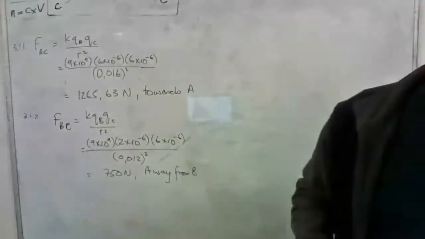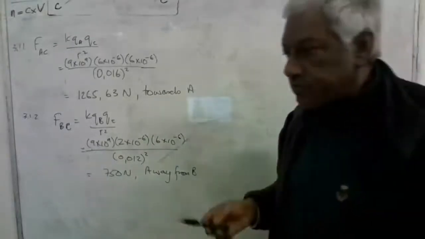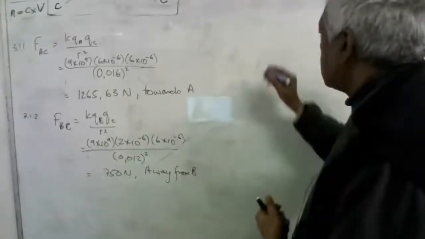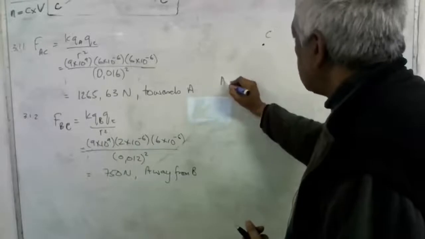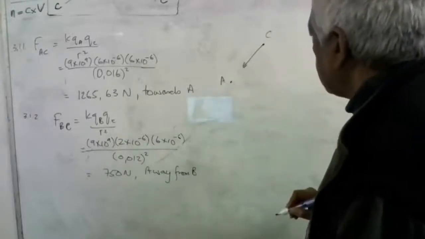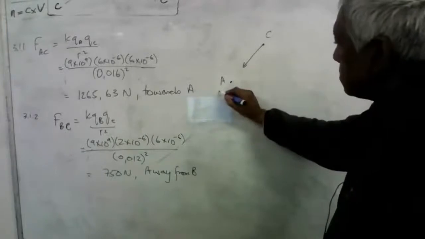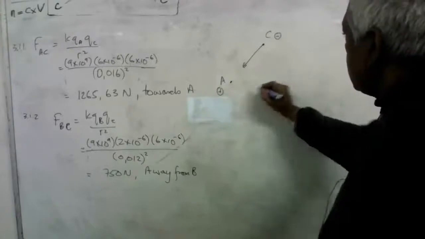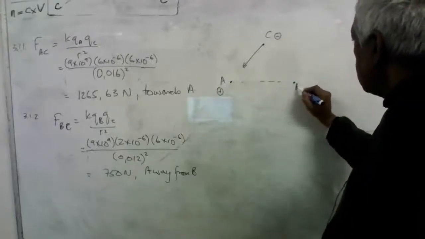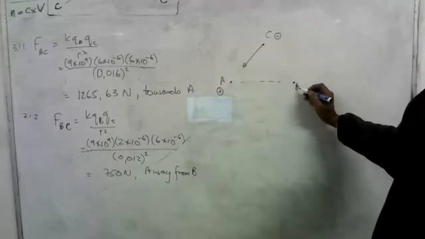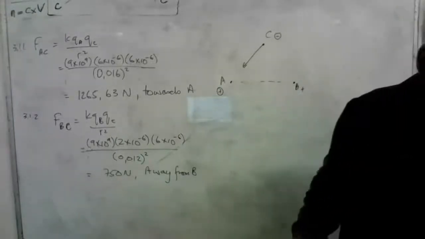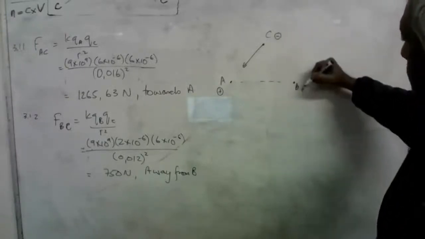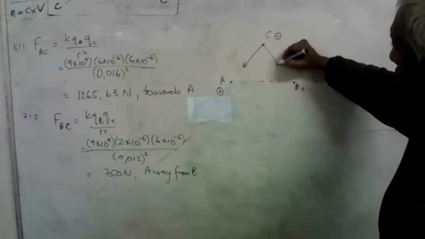Then, both A and C are negative and positive. So therefore C will be attracted towards A. So there was C, A was here, so C will be attracted towards A. That was a positive charge, and this was a negative charge. Then you've got B, which is out here, and B is positive. So therefore, two negatives and a positive, which C will be attracted towards B.